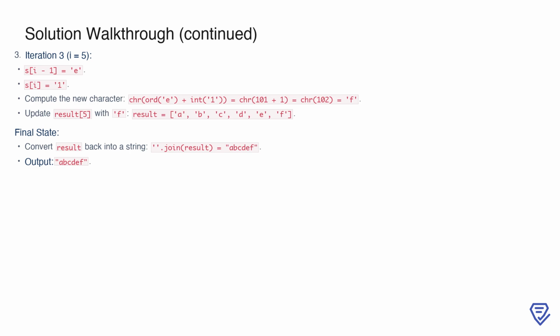After completing all iterations, we convert the list back into a string using ''.join(result). The final output for this example is the string ABCDEF.